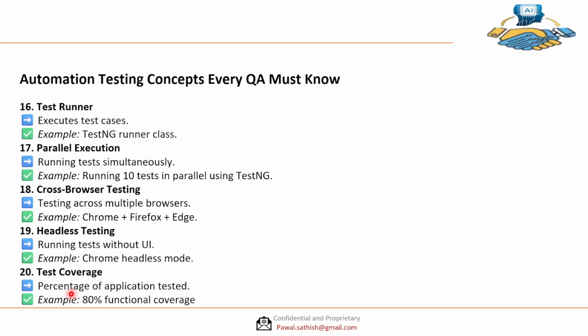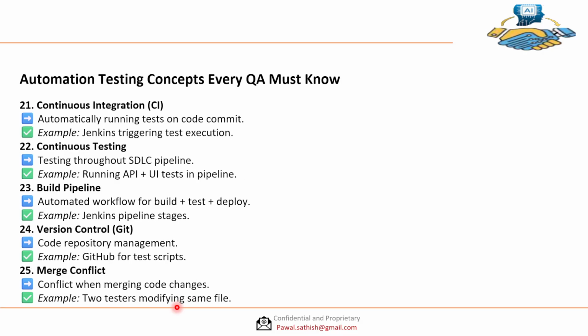Then test coverage, the percentage of application tested, like 80% of functional coverage. We need to give them an update when management asks, okay, how much percentage we have covered through automation, then we need to mention 80% or whatever, like 85% functional coverage through automation.